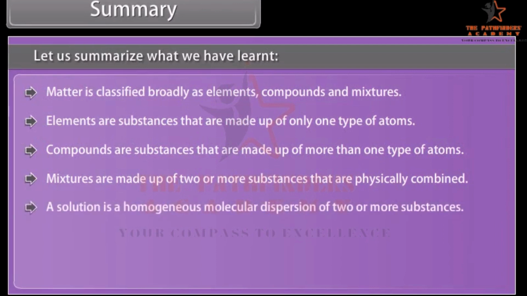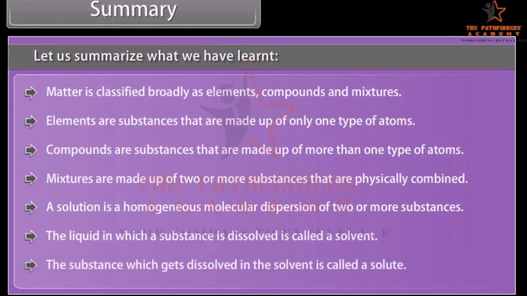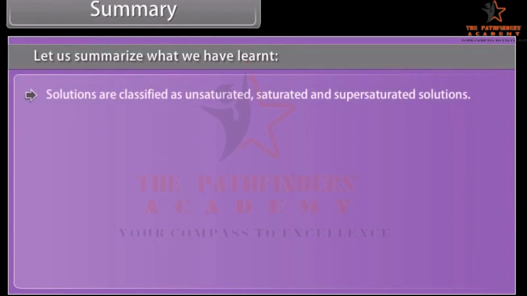A solution is a homogeneous molecular dispersion of two or more substances. The liquid in which a substance is dissolved is called a solvent. The substance which gets dissolved in the solvent is called a solute. Solutions are classified as unsaturated, saturated, and supersaturated solutions.